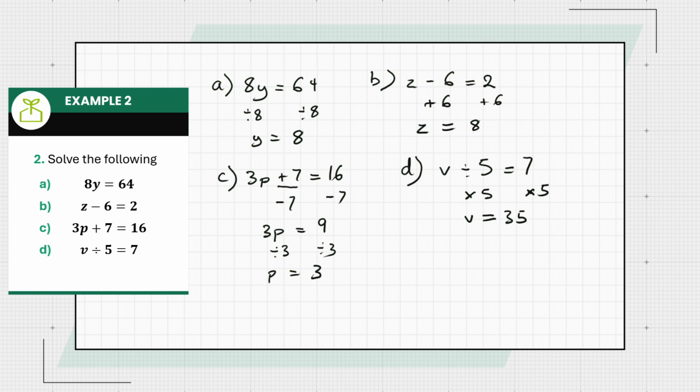So by creating equivalent equations that get rid of each of the additional terms and just leave us with the pronumeral, we can solve the equation.